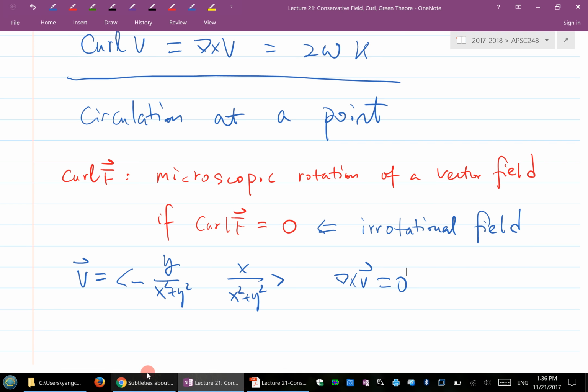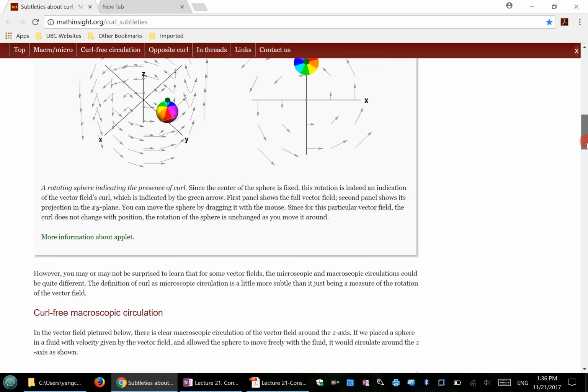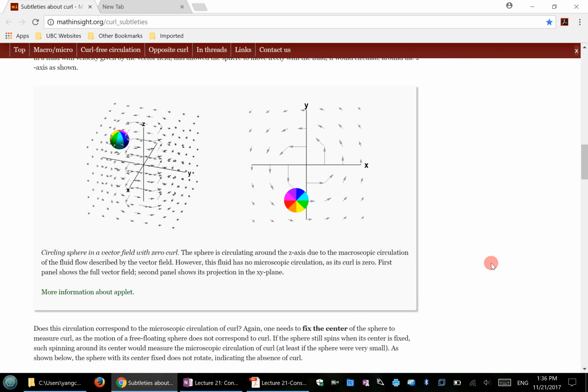Now, if this is 0 here, then if I place a ball right inside this vector field, this is basically what happens to the ball. Watch the ball there. The ball will rotate around the z-axis, but look at the ball itself. Does it have any self-rotation? No, right? So this is basically the difference between microscopic rotation and the macroscopic circulation or rotation.